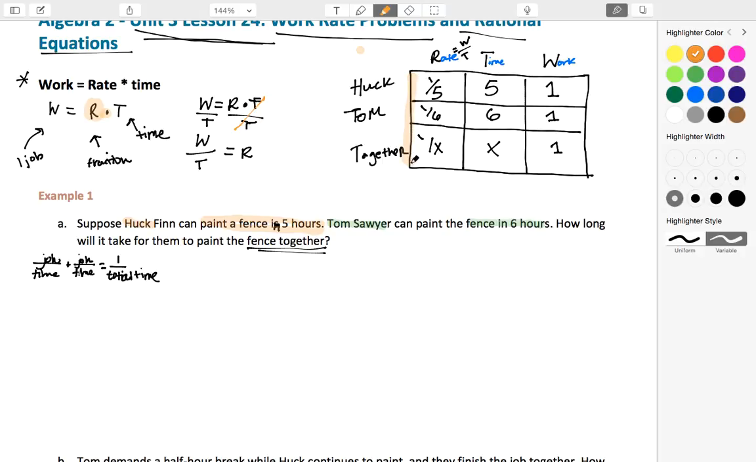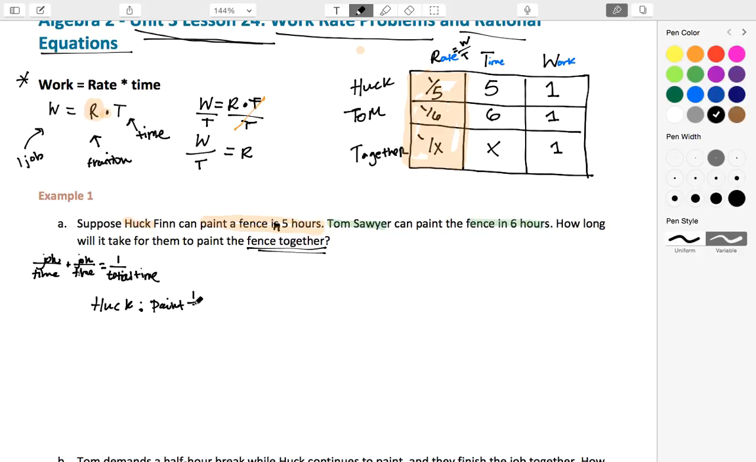Okay, so then this is how that equation came about: we were going to focus in on just this column, right? So all of this, and that's how our equation started out, right? So then what we can say here is we can set it up for Huck, right? For Huck, we can say that his rate is that he can paint 1/5 of a fence per hour.